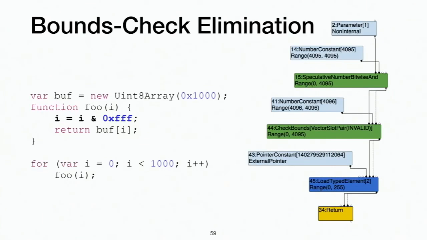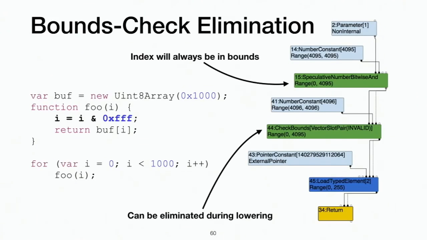Again, this code graph for this piece of code. So what you see is that parameter 1 flows into this bitwise AND, and the compiler at this point figured out that the output of this bitwise AND must always be between 0 and 4095. So later, when it lowers this code to machine code, it realizes that the check bounds node is actually not required because the input is already in that range. So it will just eliminate the bounds check at that point, basically.